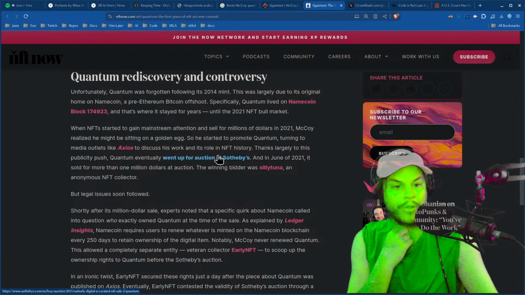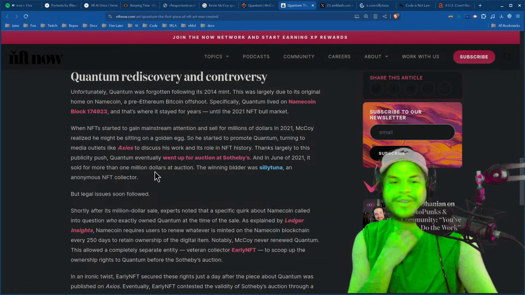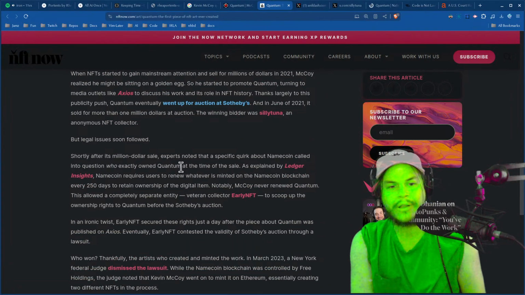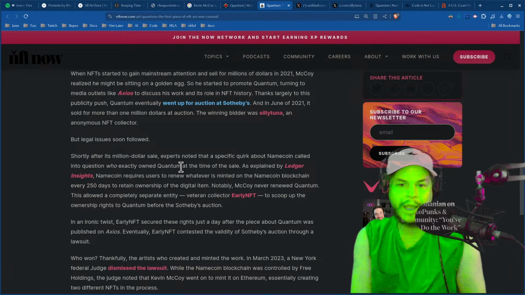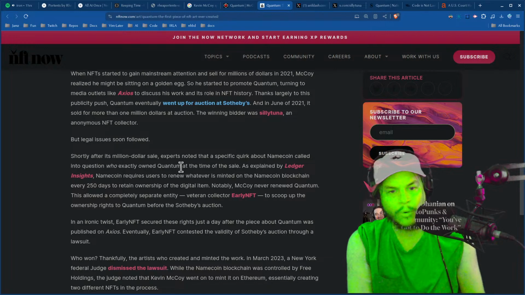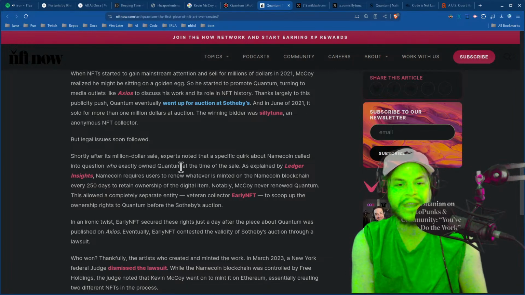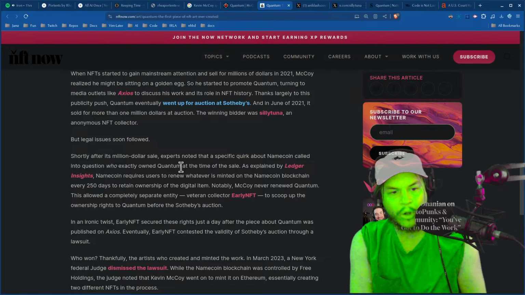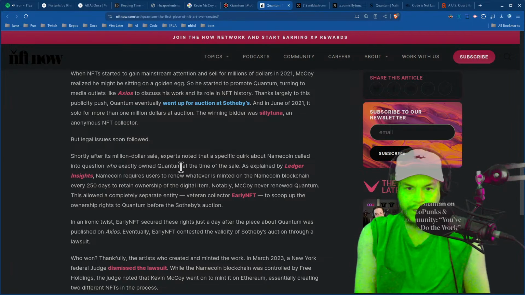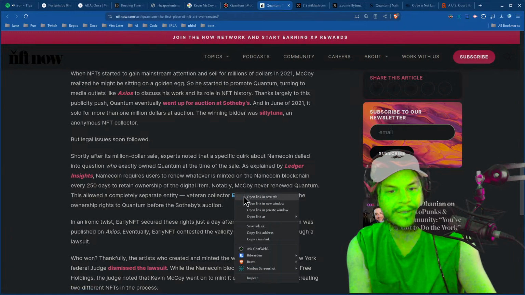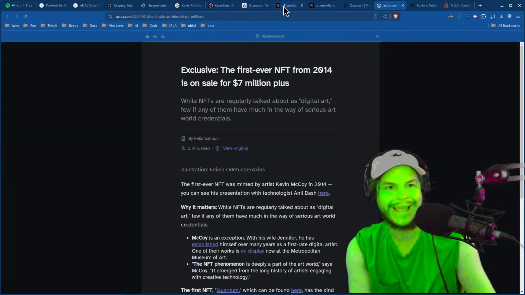And it was sold for more than $1 million, and it was bought by Old Silly Tuna. That's where the legal issue started. Shortly after the $1 million sale, experts noted that a specific quirk about Namecoin called into question exactly who owned Quantum at the time of the sale. As explained by Ledger Insights, Namecoin requires users to renew whatever is minted on the Namecoin blockchain every 250 days to retain ownership. Notably, McCoy never renewed Quantum. This allowed a completely separate entity, veteran collector Early NFT, to scoop up the ownership rights before the Sotheby's auction. Nice.